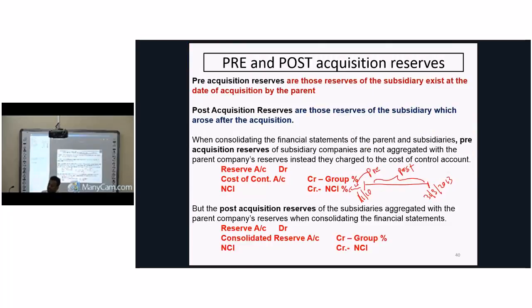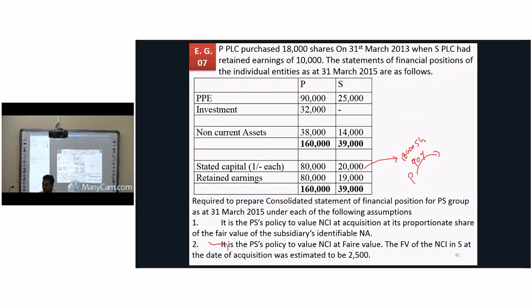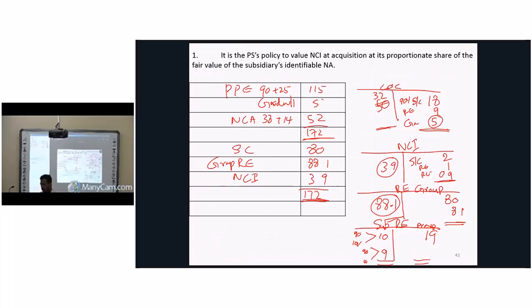Then we learned about pre-acquisition and post-acquisition profits. Pre-acquisition means all reserves on the acquisition date. I told you pre-acquisition reserves should be charged to reserve account debit and cost of control credit, to calculate goodwill or profit on bargain purchase at the time of acquisition. And all post-acquisition reserves should be charged to reserve account debit and credited to consolidated reserves or consolidated retained earnings and NCI account. Here this part is wrong, I told you last time. This question also we did; I don't want to do it again.